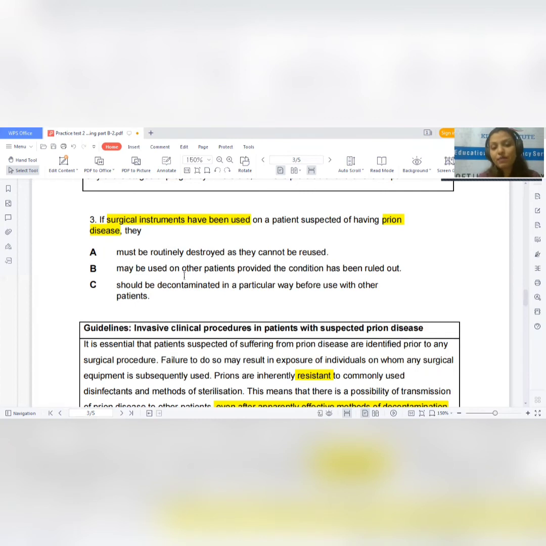Here they said that it may be used on other patients provided, means if, in this condition, the condition has been ruled out. Now, what is the meaning of ruled out? Many of the students take the meaning exactly opposite to the actual meaning. To rule out means to exclude, to eliminate, to remove. But many students take it as confirmed. The diagnosis is ruled out. That means cancelled, that is excluded.